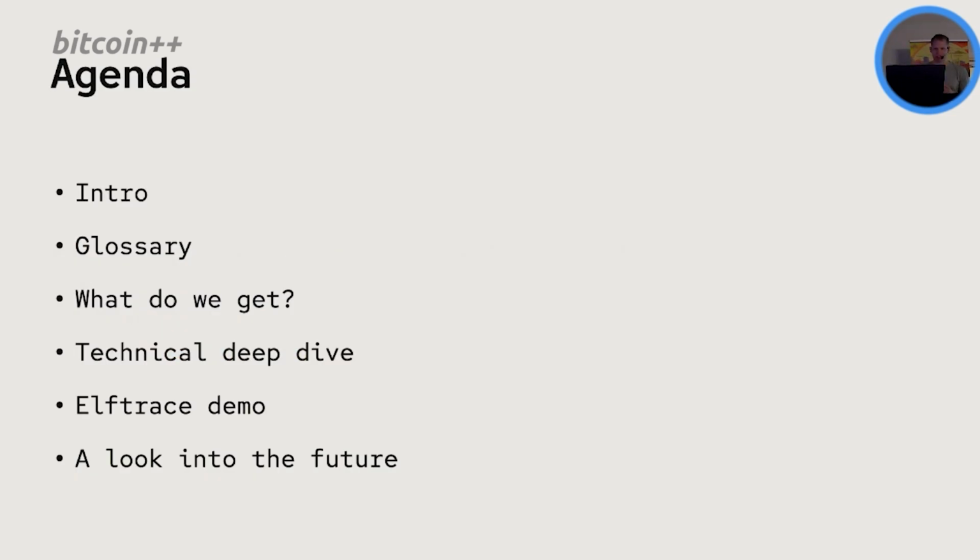So this is what I'm going to go through. I'm going to tell you a bit about the terms I'm using in this talk. I'm going to tell you about what features we get from having this available on Bitcoin. I'm going to do a technical deep dive, going from end to end, where you start with a high-level language and go down to the Bitcoin script at the end. Then I'm going to do a demo and take a brief look into the future.